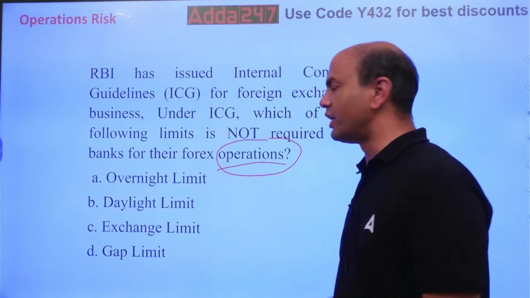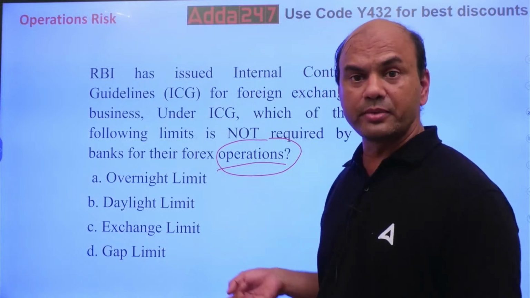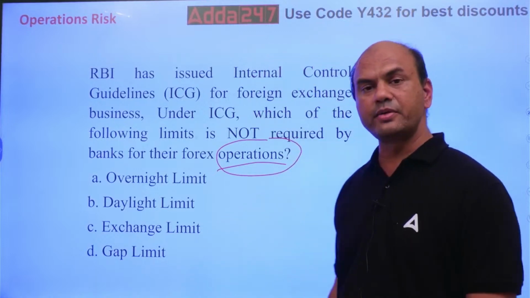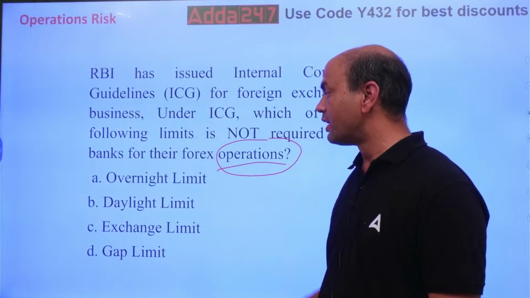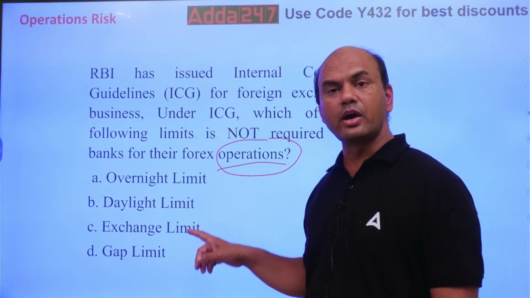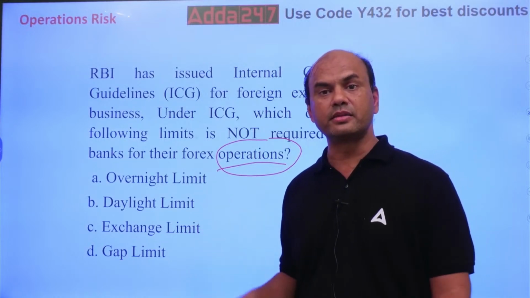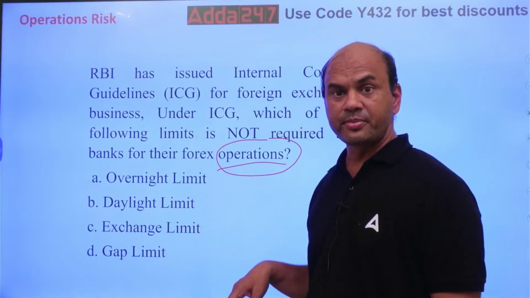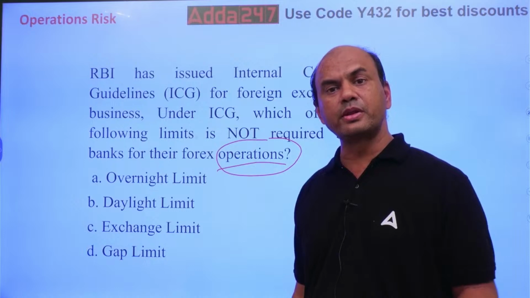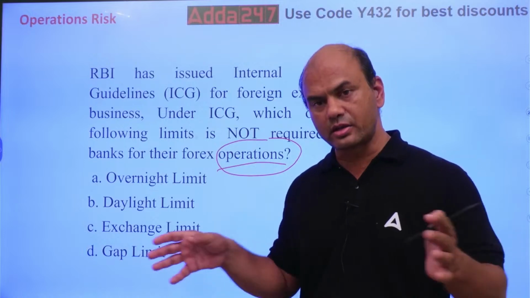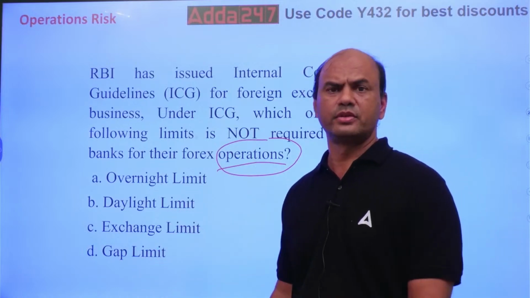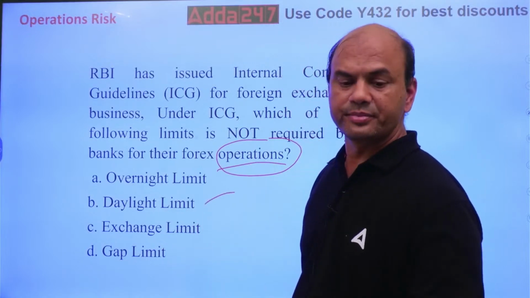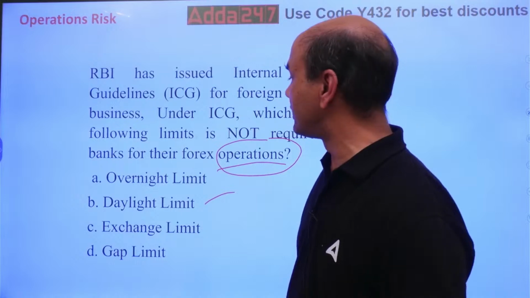You have overnight limit or EOD limit for every dealer, every trader. Daylight limit means during the day, how much forex can you handle? Same thing is there in a branch also for cashier. Can the cashier bring the whole cash from the vault and keep it in the teller area? No. There's a limit given to this person, daylight. So that is daylight limit.